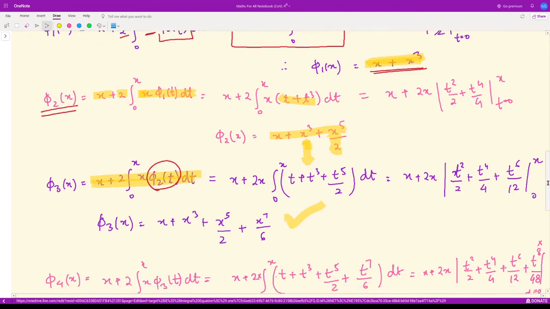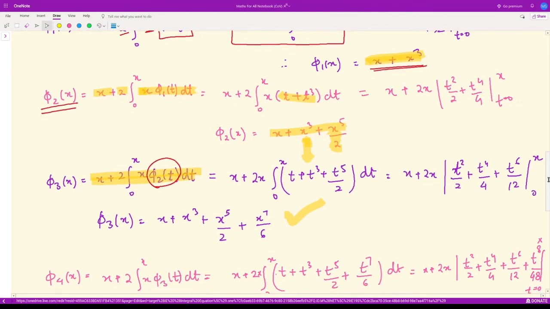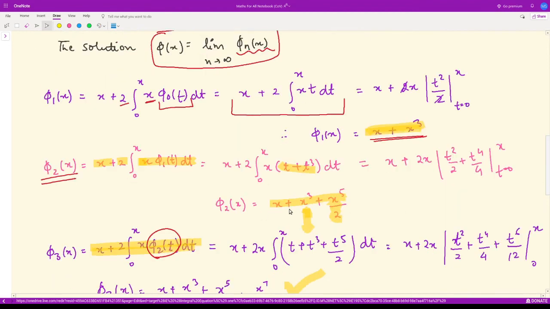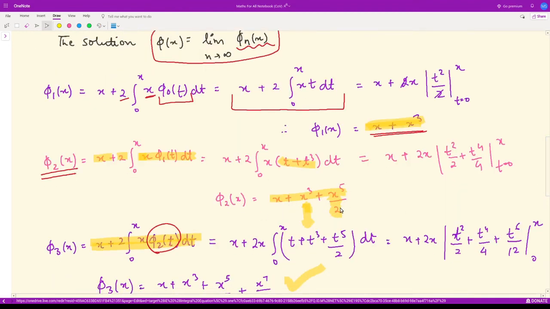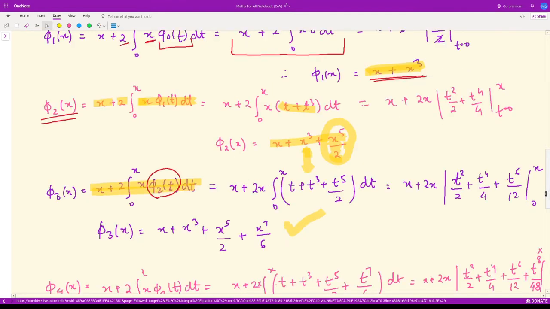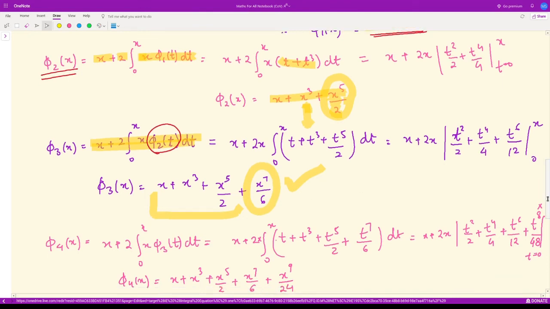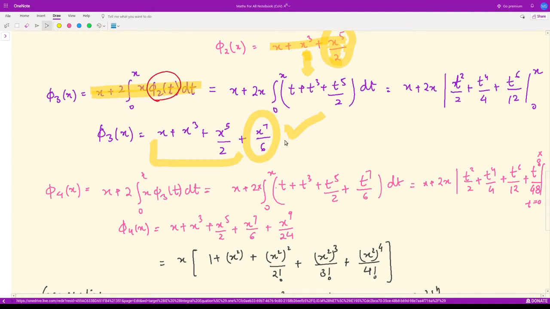And so basically here what you can see, we started with phi naught x, which was x. So next would be phi 1x, that would be x plus x cube. The next, phi 2x, was x plus x cube plus x to the power 5 by 2. So we added one more term to it. Next, in phi 3x, in addition to these terms we have an extra term, that is x raised to power 7 by 6. So while calculating the higher terms, you'll keep on adding various terms to this series.